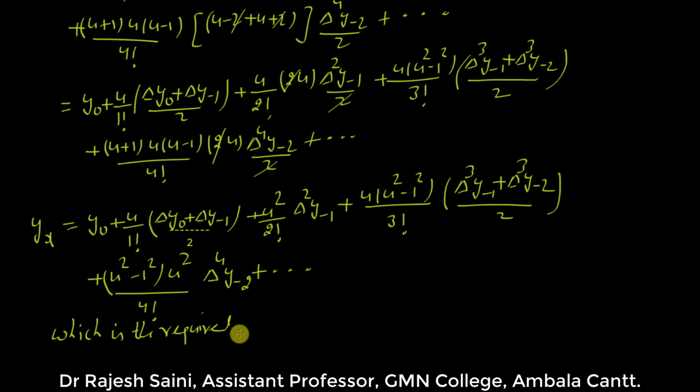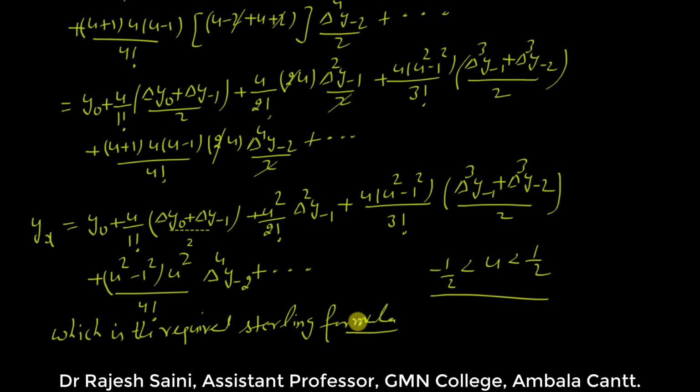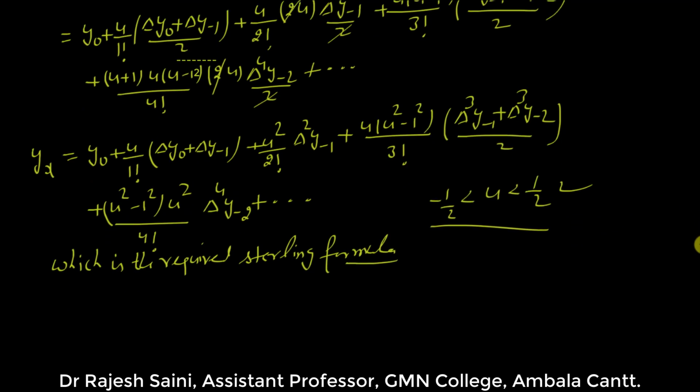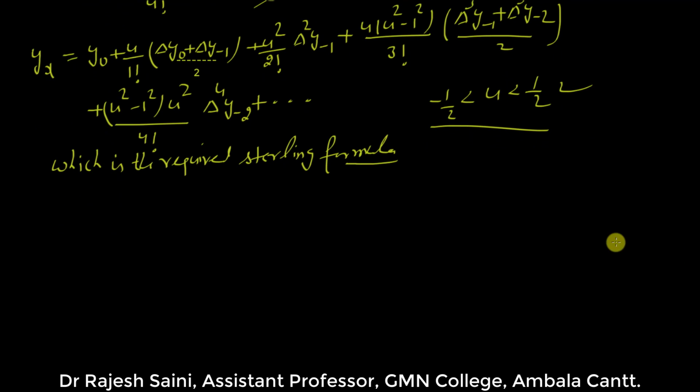Required Stirling formula. And this formula is used when u lies between 1 by 2 and minus 1 by 2. So this formula will be used. So this is the central difference formula. And how will you write the formula with the help of the table?